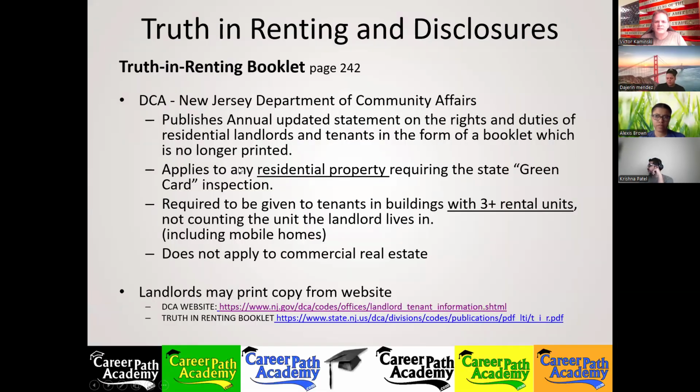So the DCA requires that landlords provide this booklet to the tenants, but they're only required to provide it to tenants when they have 3 or more rental units. However, all tenants can get access to these booklets, and all tenants have the same rights, whether it's less than 3 units or more than 3 units. But your landlord's only required to give it to the tenants in buildings that have 3 or more rental units available.